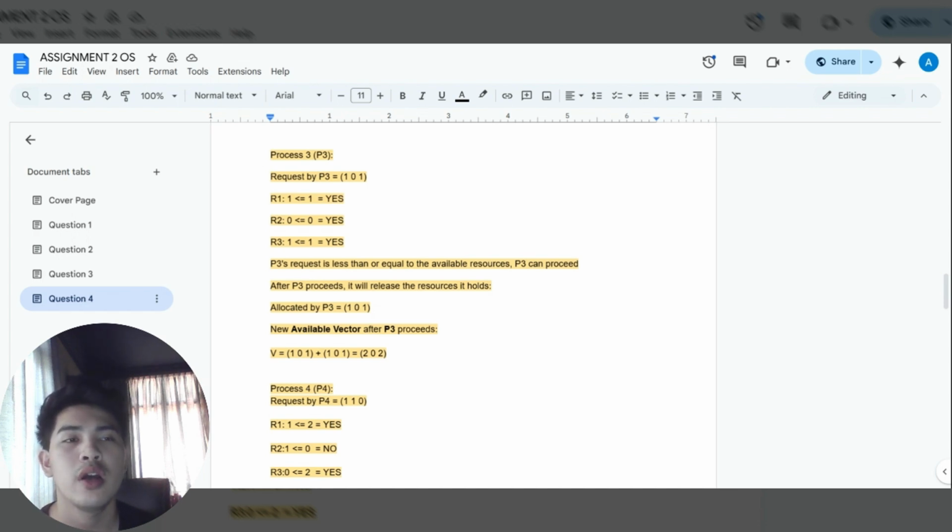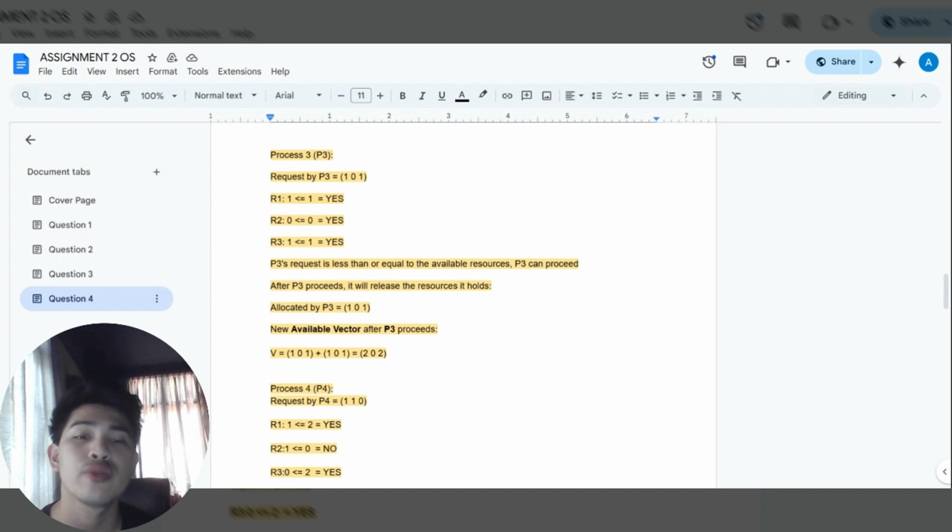So we have to compare R1, R2, and R3 of the vectors for P3 and the remaining vector. R1, 1 is less than or equal to 1. Yes, R2 is also less. R3 is also equal. So P3's request is less than or equal to the available resources.